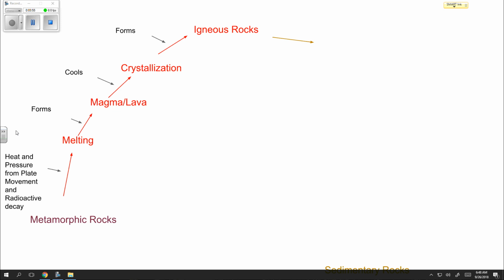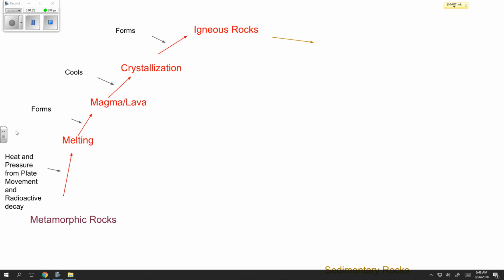Another one is the radioactive decay of radioactive elements that are down in the core and the lower part of the mantle. As those decay, again, energy is given off, and as that energy is given off, it heats up the rocks, which eventually melt. That melted rock is going to form magma or lava, which eventually is going to cool and crystallize to form those igneous rocks. So that is the first pathway that you want.